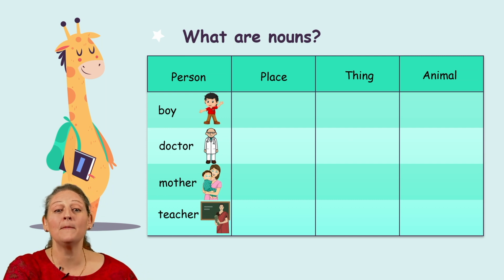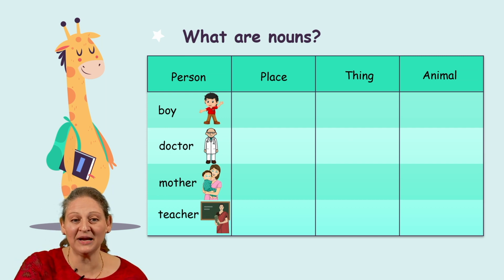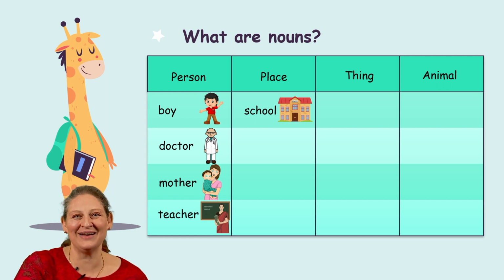Next we have place. Can you think of some places? School. School is the name of a place. We go there every day, yes?